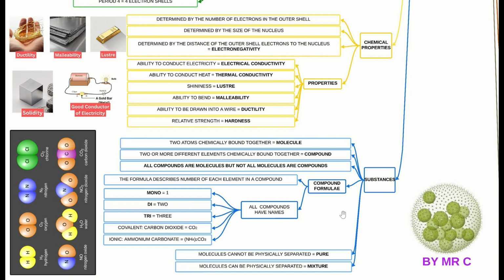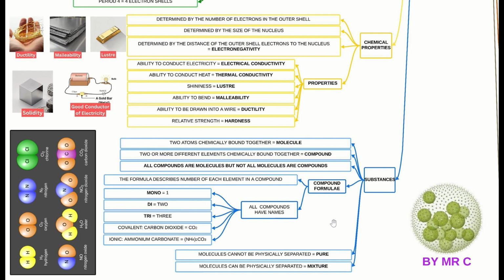When it comes to chemical formula, the formula describes the number of each element in a compound or molecule. And therefore, all compounds have names. The prefix mono means 1, di means 2, tri means 3. Ionic compounds are made up of both metals and non-metals generally, but not in this case, which is ammonium carbonate.